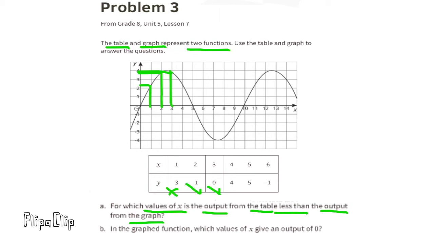Now let's look at the graph. When the value for x is 4, the value for y is a little bit more than 2. I'd say no for this one because the table has a higher output than the graph.